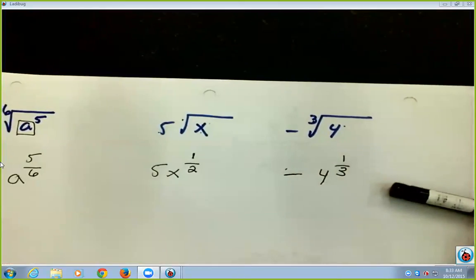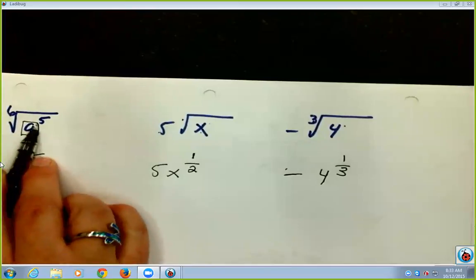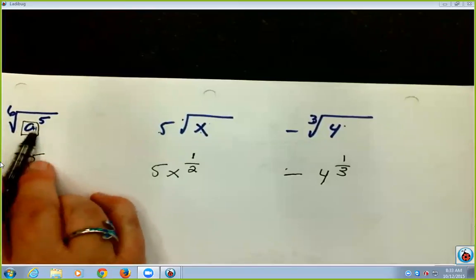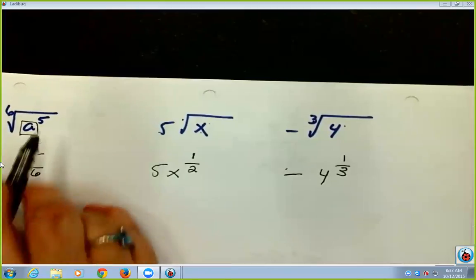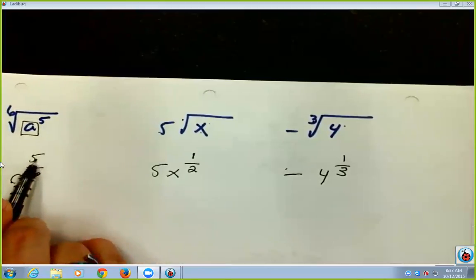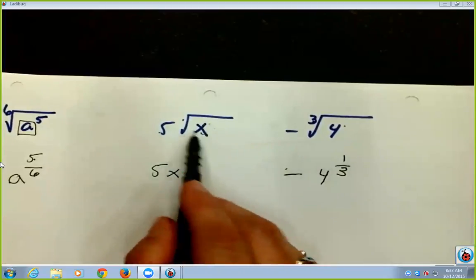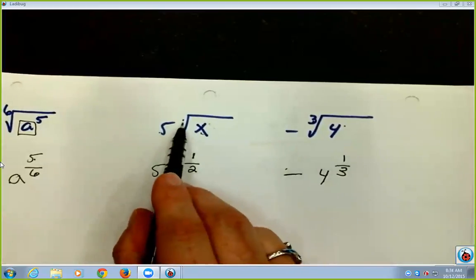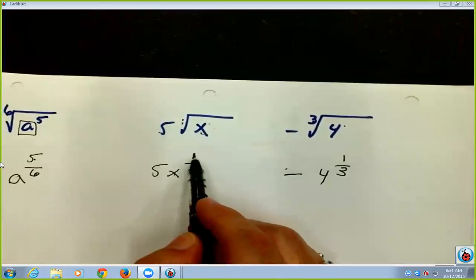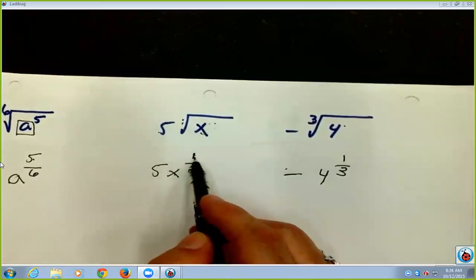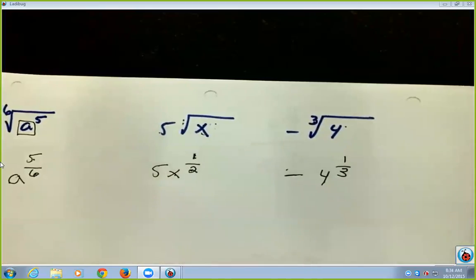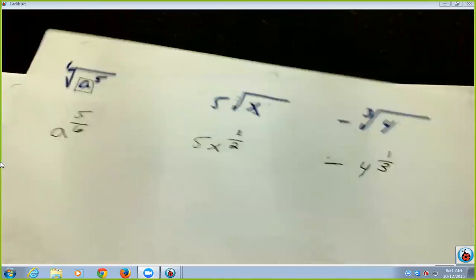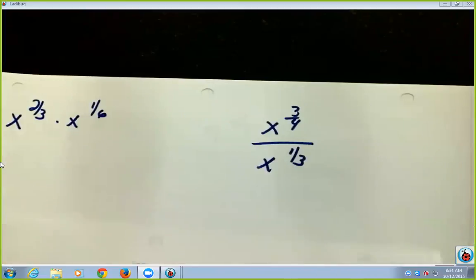Need some more of those? What do you think? Again, the radicand is your base. The index becomes your denominator. The exponent becomes your numerator. So here, base, index is 2, denominator, and 1 because there's no exponent on there. But I need a 1 to create my fraction with those. Yes? No? What do you think? Okay. Let's take a look at some combining of these things now.